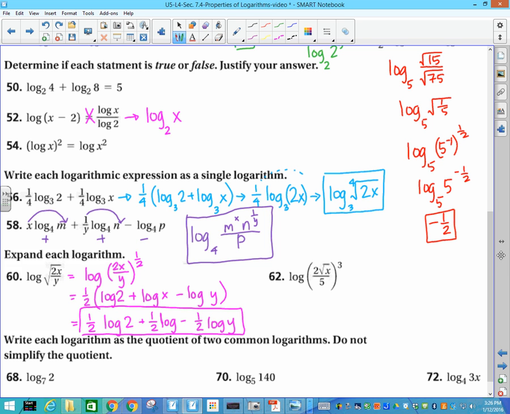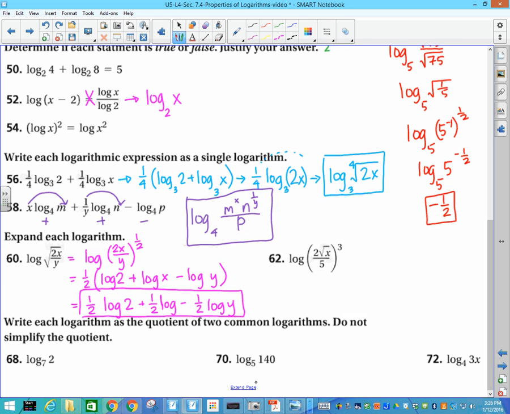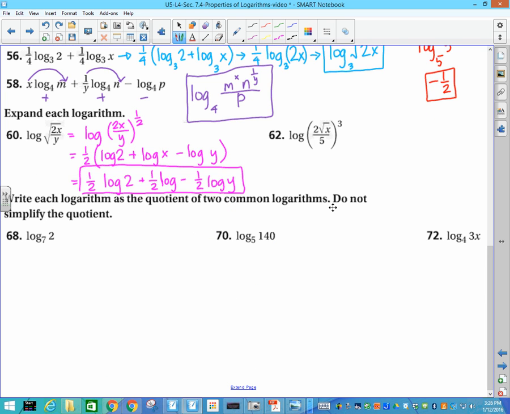All right, one last problem because I don't want you to stop watching. Write each log as a quotient of two common logs. Same thing we've been doing. So 68, if it says log base 7 of 2, what have we been doing so far? That means it's log of 2 over log of 7. They just didn't want you to simplify the quotient, so that's all that you had to do.